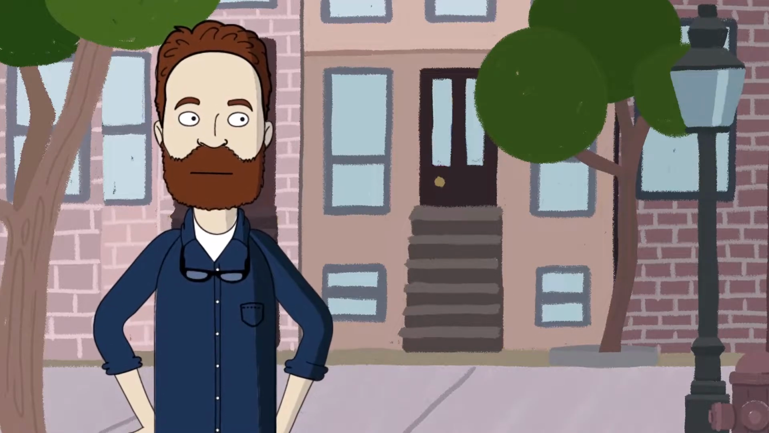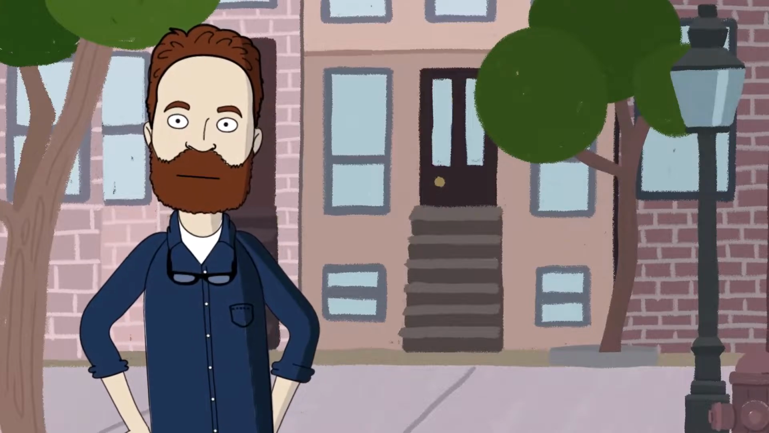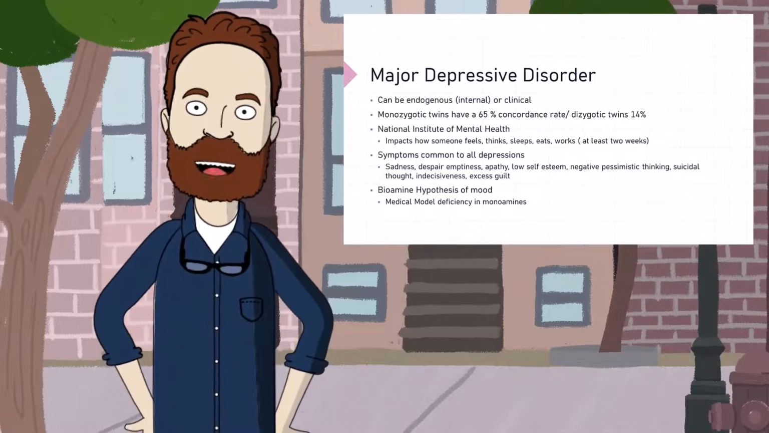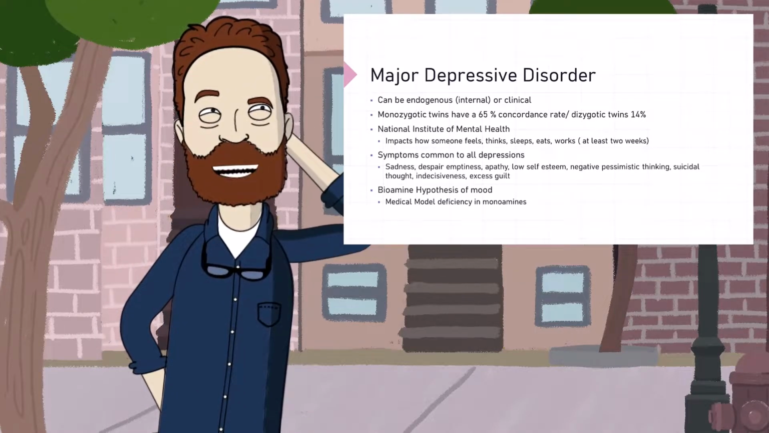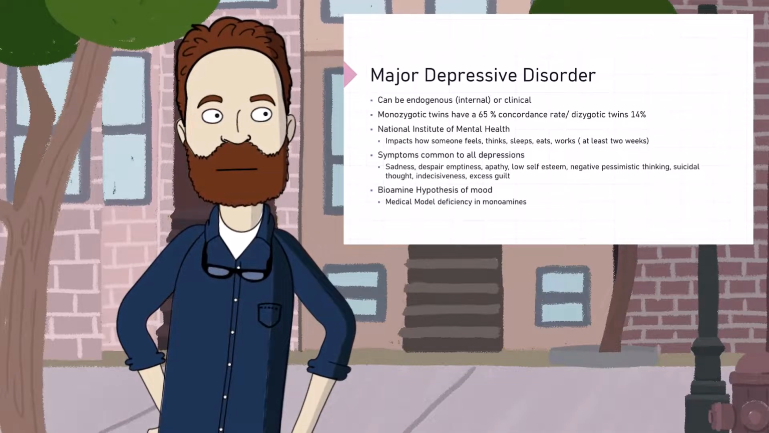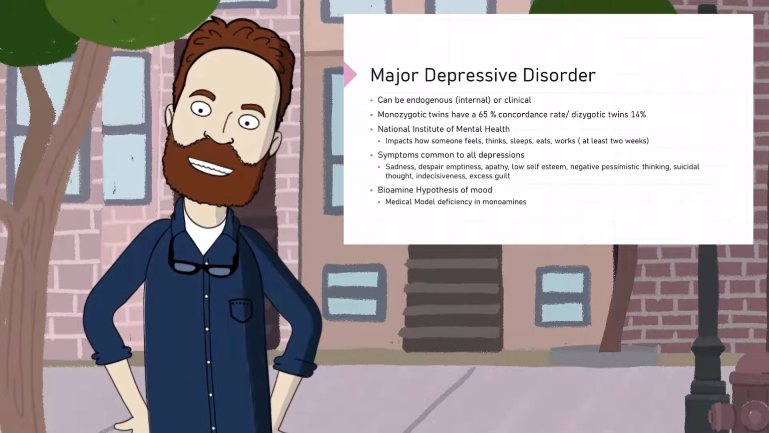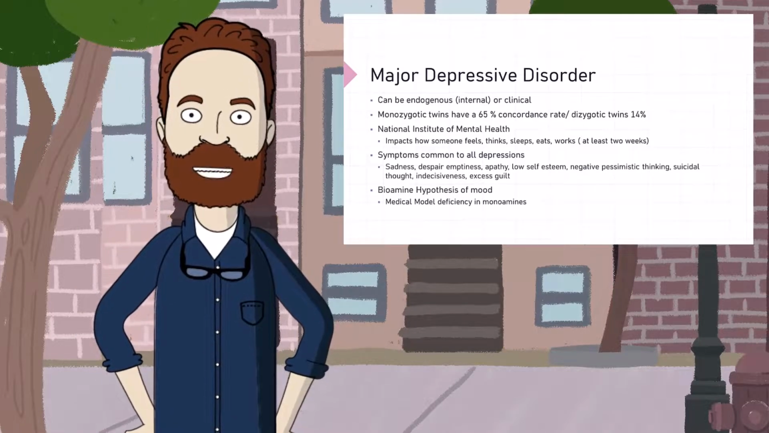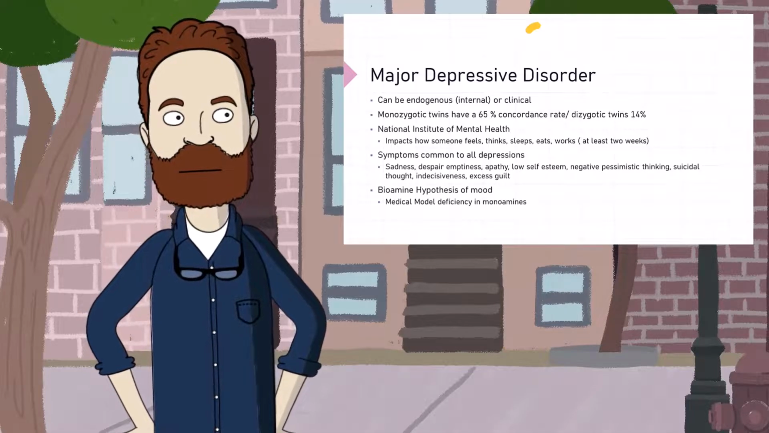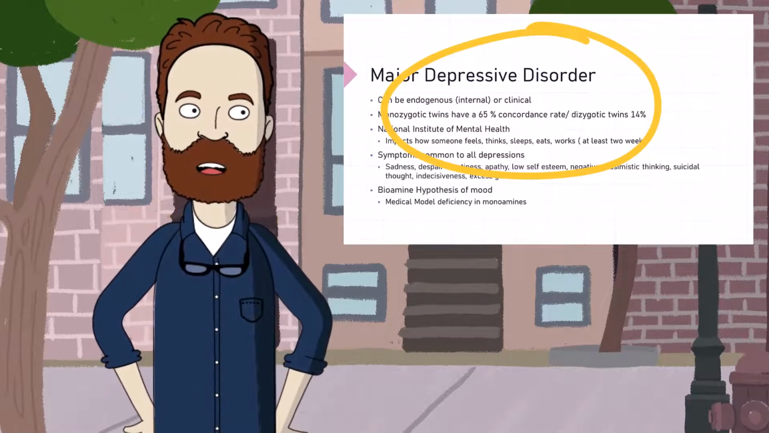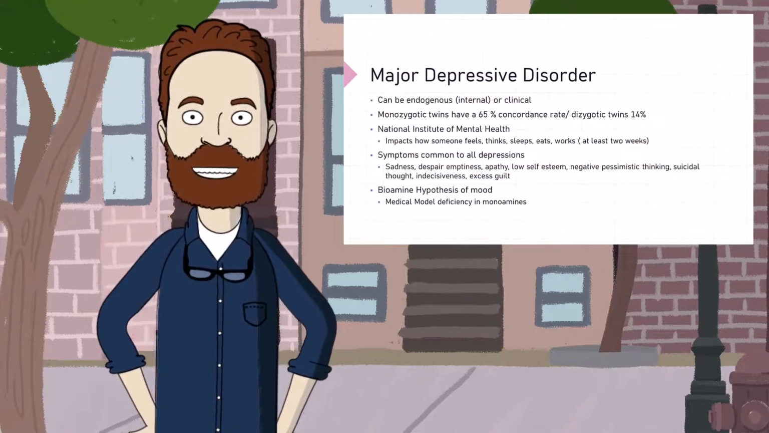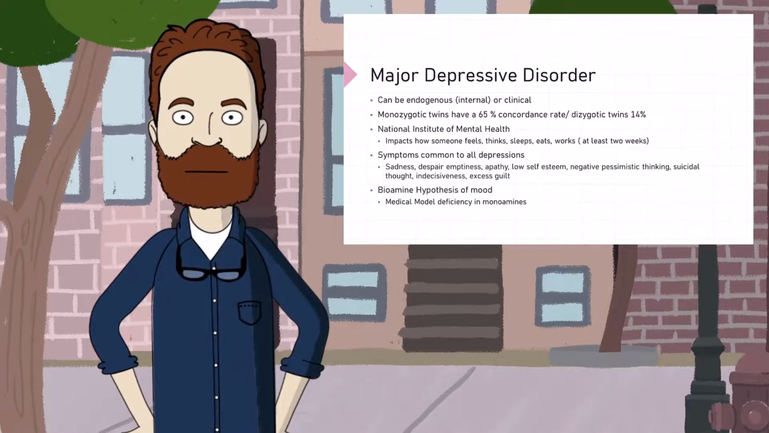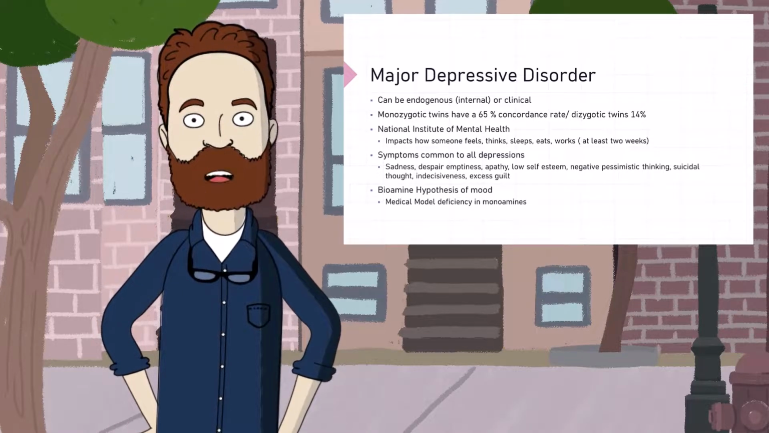So let's get started. So major depressive disorder can be endogenous, meaning it's internal to the individual, or it could be clinical, meaning it's more caused by the external environment. Now, we know that major depressive disorder has a huge genetic component. The way we know this is we look at monozygotic twins, and they have about a 65% concordance rate, as opposed to dizygotic twins, which is about 14%. And for those who are kind of following along, when we talk about monozygotic twins, we're talking about identical twins. And when we talk about dizygotic twins, we're talking about fraternal twins.